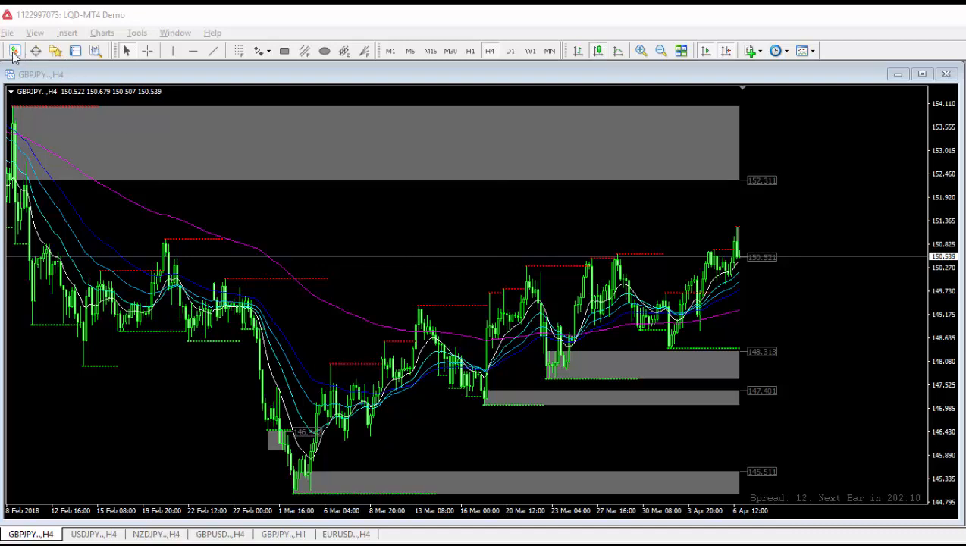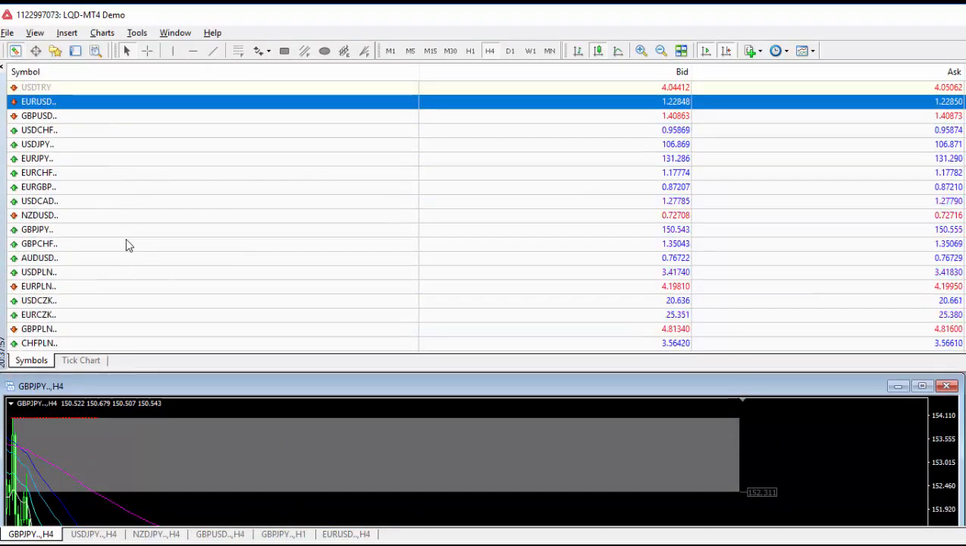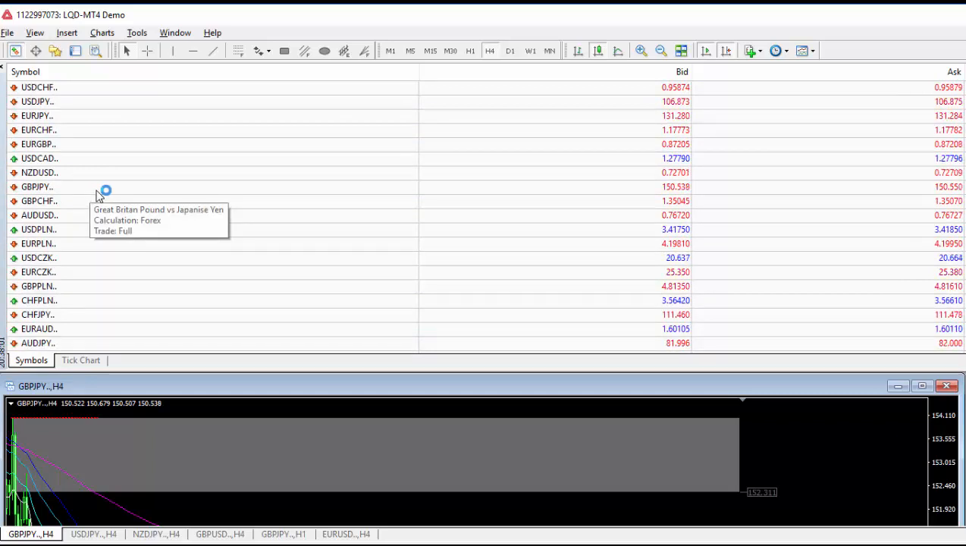Up top, you have your charting window. This is the area where you are opening your chart, the different pairs that you use. Most people ask me, what do I trade? I trade GBP JPY, USD JPY, NZD JPY. Yes, there's a reason why they're all JPY.